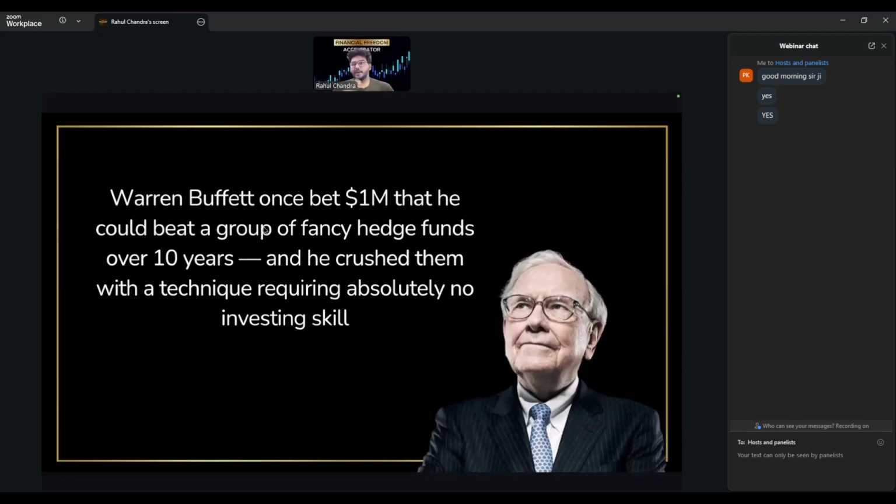Now, who do you think won? Because Warren Buffett is like the godfather and everything, you would say Warren Buffett, right? And you're absolutely right. But the most fascinating part is he did not use any complex investing strategies. Instead, he relied on a technique that doesn't require any skill whatsoever. Do you know what that skill was?